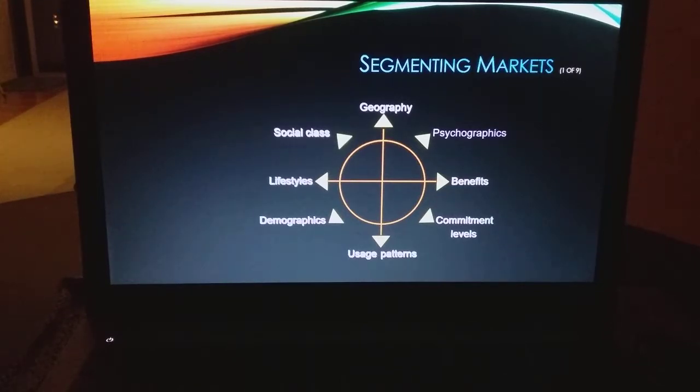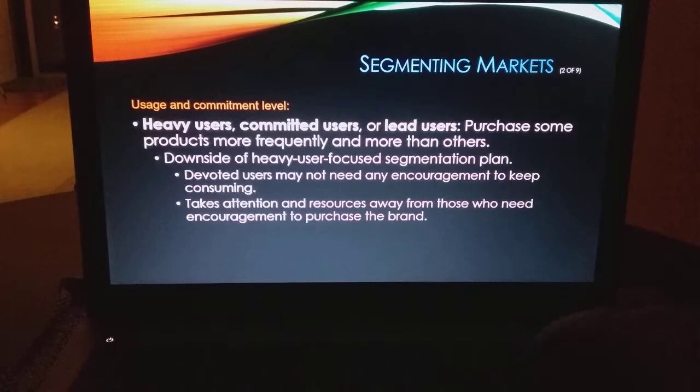And we're going to talk about some of them: geography, psychographics. Geography, obviously, where people live. Psychographics, how people spend their time and money. The benefits of the product. How committed someone is to a brand. What their usage patterns are: casual, everyday. Their demographics: age, gender, race, income, education level. Their lifestyles, what they do with their time, and their social class. These are different ways that we target markets, or segment markets.